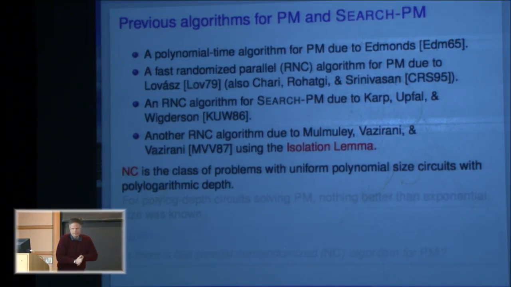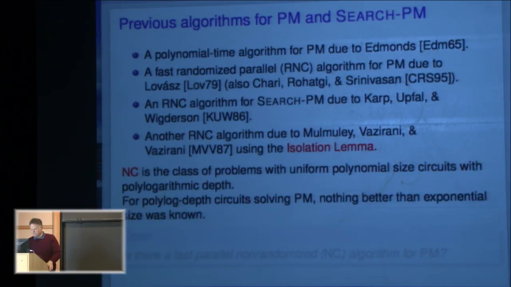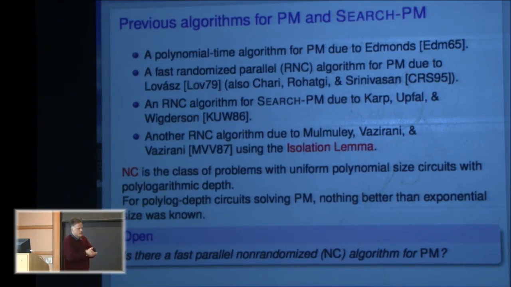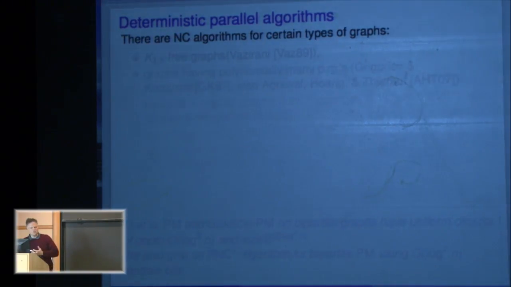Just so we're all on the same page, NC is the class of problems with uniform polynomial size circuits with poly-logarithmic depth. Until now, for poly-log depth circuits solving perfect matching, even for bipartite graphs, nothing better than exponential size was known, or is known at this point still. But our results reduce this for bipartite graphs. So this is still open: is there a fast parallel non-randomized algorithm for perfect matching? We don't solve this, but we come fairly close. We have poly-log depth circuits, but the size is quasi-polynomial, so it's going to be 2 to the log squared of n size.